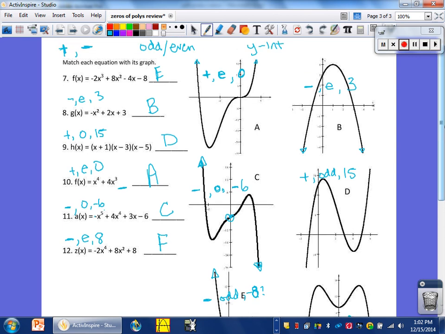So we're looking for 3 clues. Is it positive or negative, first of all? Is it an odd or an even polynomial? Looking at the highest power of x. And then looking at the y-intercept, where does it cross that, and then match them all up. Those are your 3 clues when it comes to matching a graph with an equation.